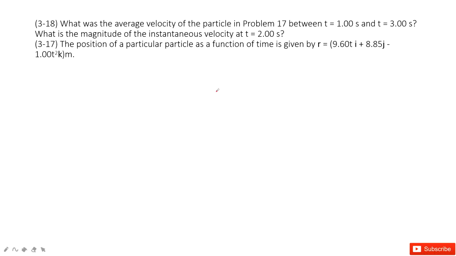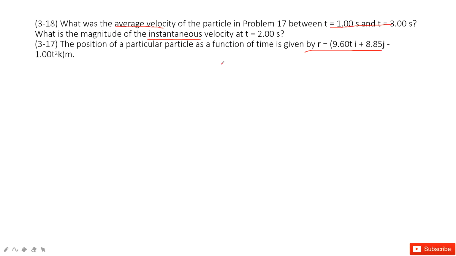Let's talk about problem 18 in chapter 3. In this one, we need to distinguish the average velocity and instantaneous velocity when we get the position function of time. So it asks us for the average velocity and the instantaneous velocity for this function in the time period t equal to 1 second and 3 seconds, and the instantaneous velocity at 2 seconds.